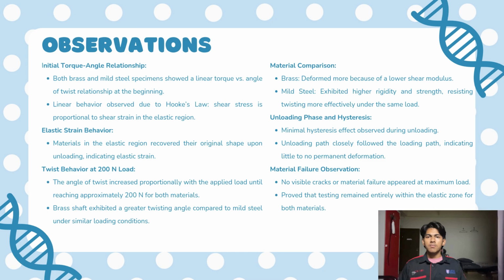Fourth, material comparison. Brass deformed more because of a lower shear modulus. Mild steel exhibited higher rigidity and strength, resisting twisting more effectively under the same load. Fifth, unloading phase and hysteresis. Minimal hysteresis effect observed during unloading.